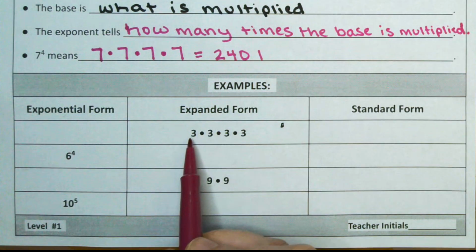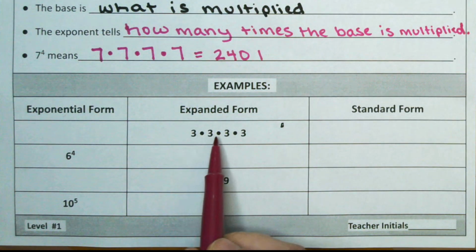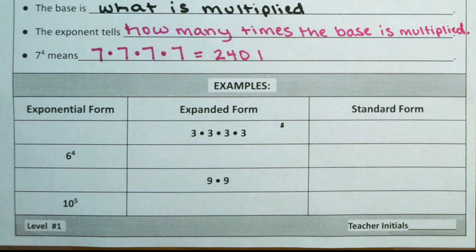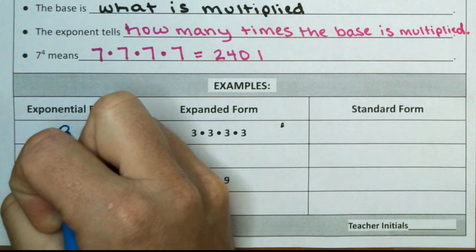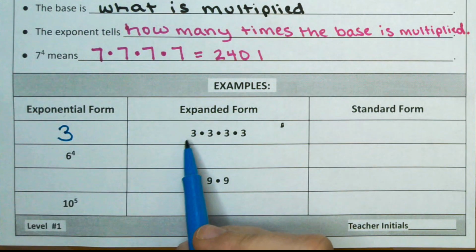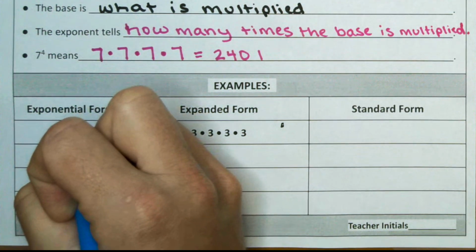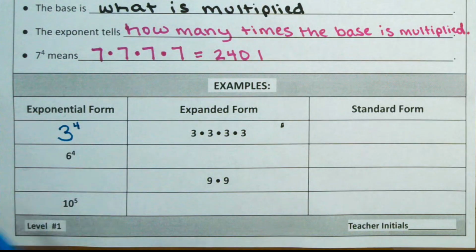When I see this first one right here, expanded form is filled in. I know whatever we're multiplying over and over again, that's our base. So I'm going to go ahead and make 3 our base. And then how many times do we multiply 3? 1, 2, 3, 4. So we have 3 to the 4th power as our exponential form. Go ahead and pause the video and write, what is this third one in exponential form?